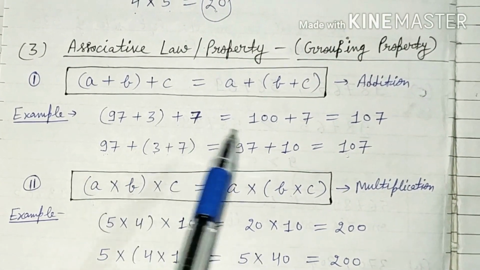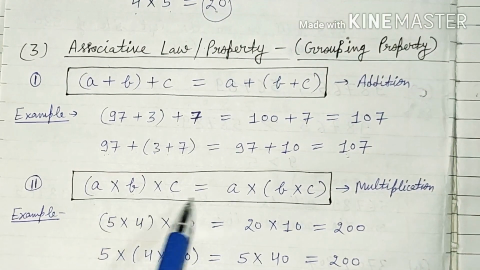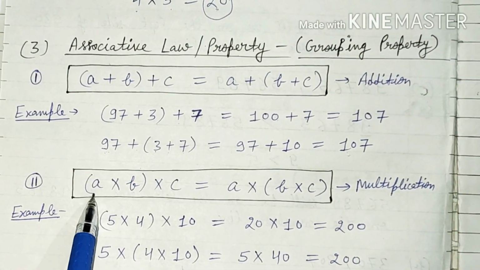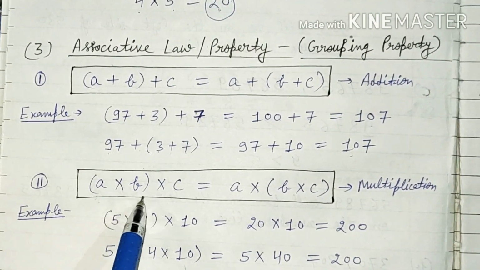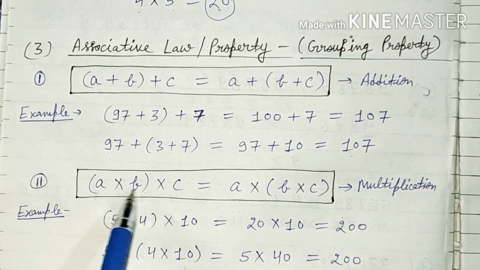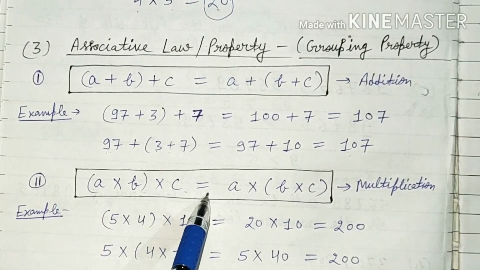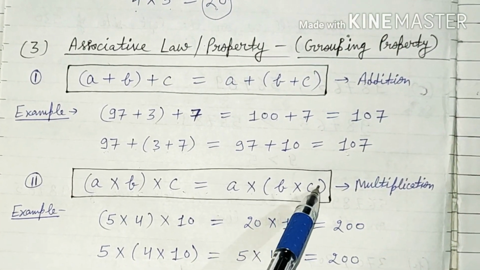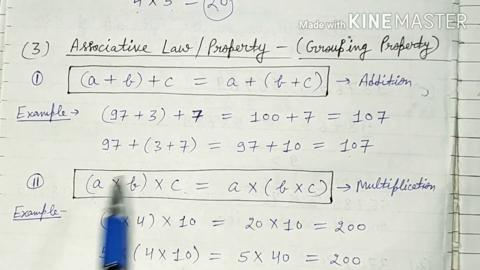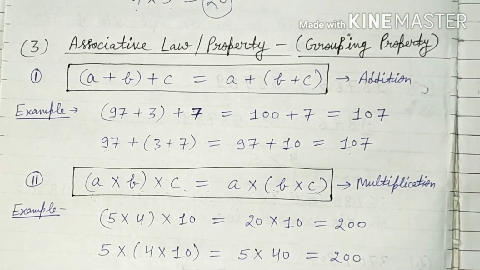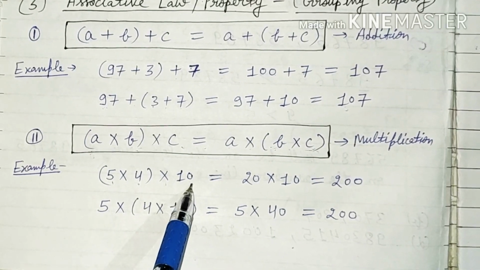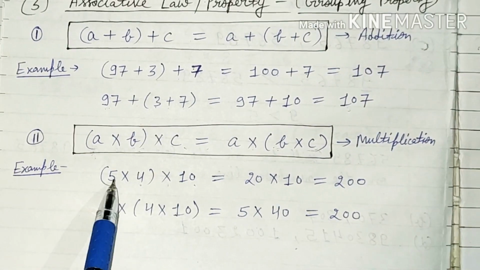Now this associative property is also applicable for the multiplication operation. Expression will be A into B, which is grouped together, into C will be equal to A into B into C. Here B and C are grouped together. Let's see an example. 5 into 4 into 10.